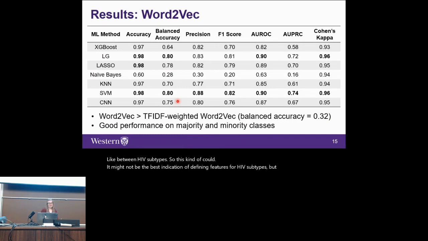But for word-to-vec, we find it has very good accuracy at 98%. But again, there's a caveat that our data is imbalanced. But then we see overall precision and F1 score, AUROC, and AUPRC are decent. So it shows that it definitely has better performance on predicting majority and minority classes. But despite word-to-vec's promise, we do find that the traditional k-mer-based encoding is our best performing method.